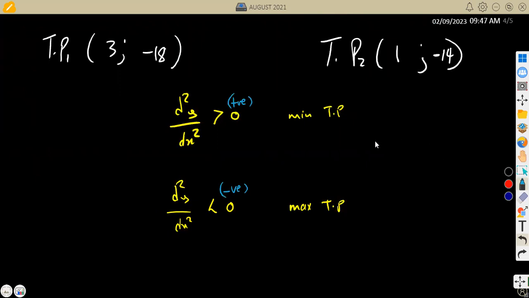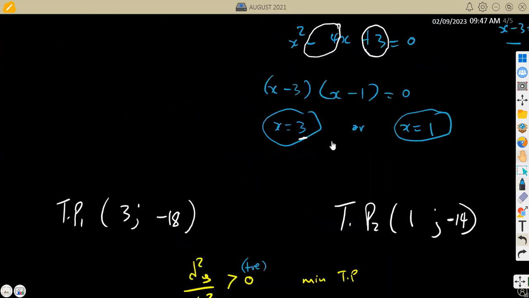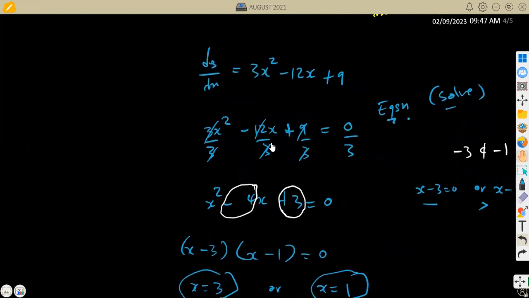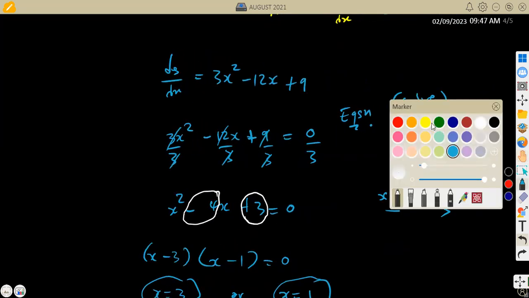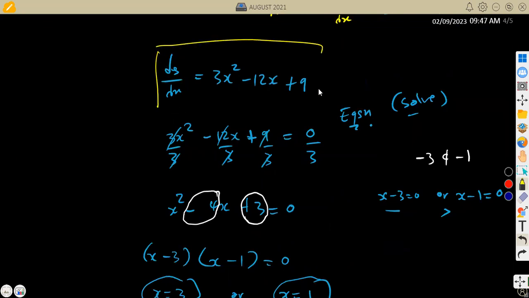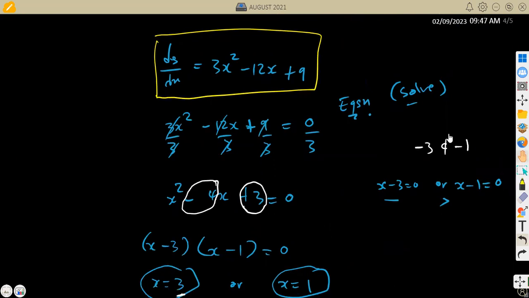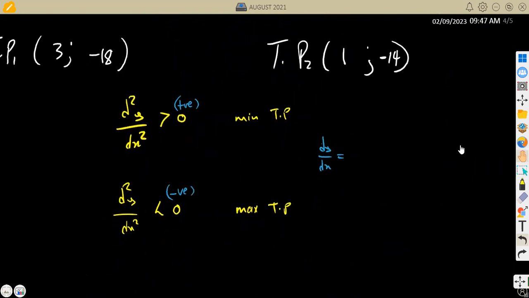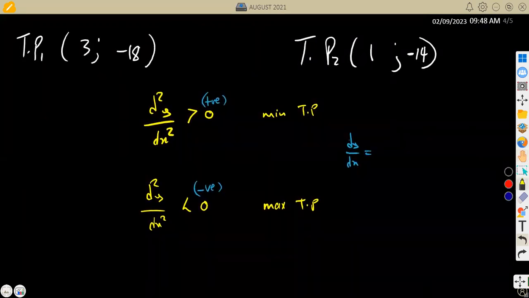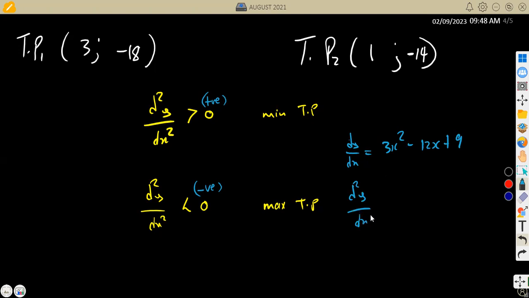Remember we had our first derivative with respect to x before. Let us get back here. This was our first derivative with respect to x. If you still remember, we got this as 3x squared minus 12x plus 9. So what you're going to do is differentiate again to find the second derivative. I'm just going to rewrite this first derivative, 3x squared minus 12x plus 9. So now the second derivative with respect to x is going to be 3 times 2, which is 6x minus 12.